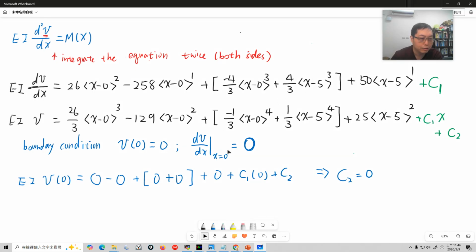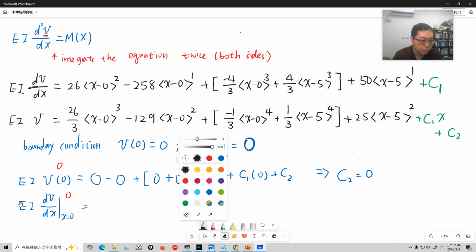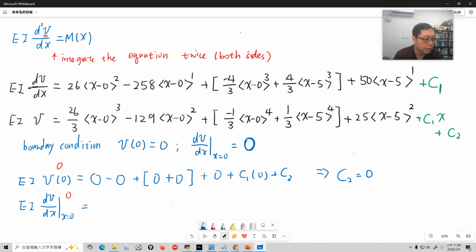The next boundary condition is the first derivative of v. Actually, the first derivative of v you already solved, it's here. So let's do it. EI dv over dx at x equal to 0. Actually this is 0. Don't forget, this value is 0, that's why we get this conclusion. And this is 0. This is also 0.